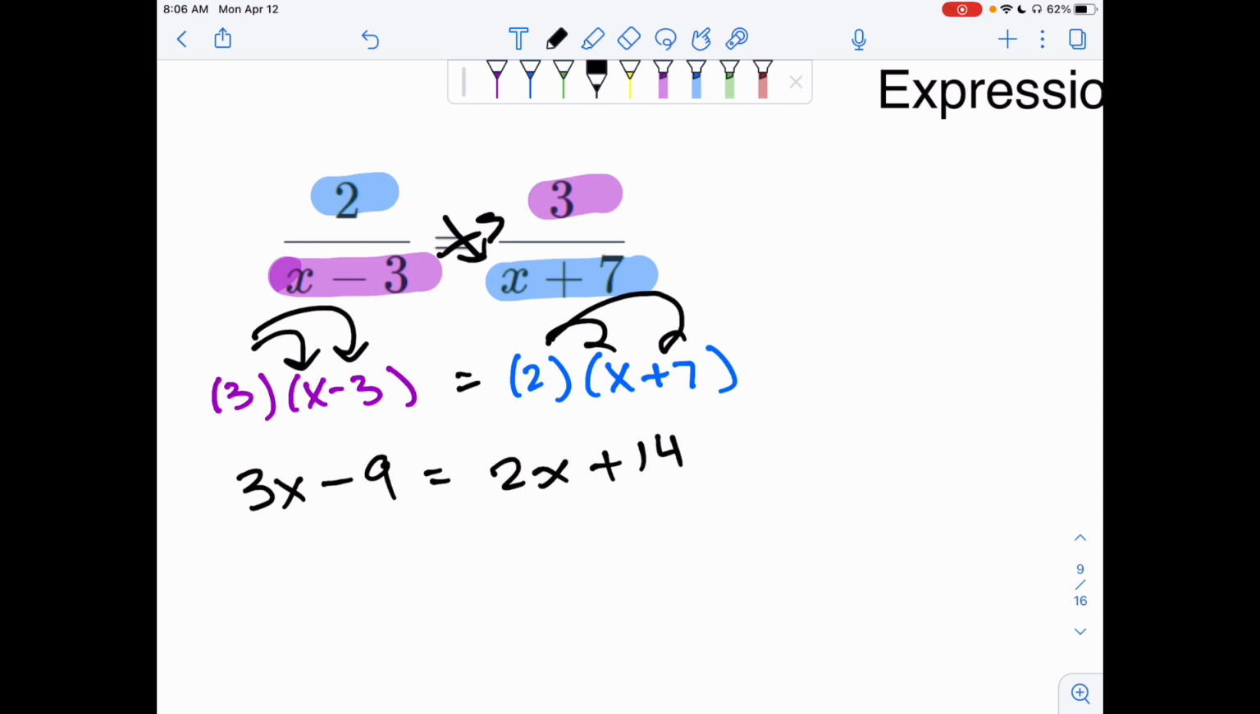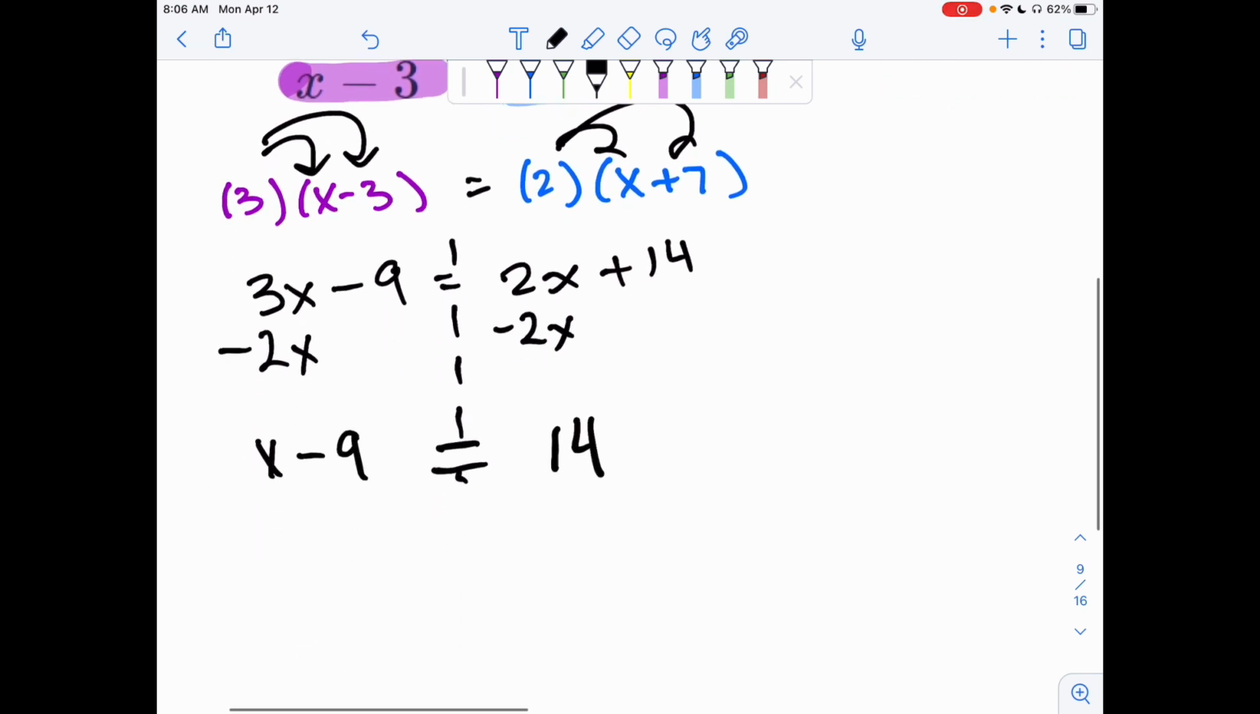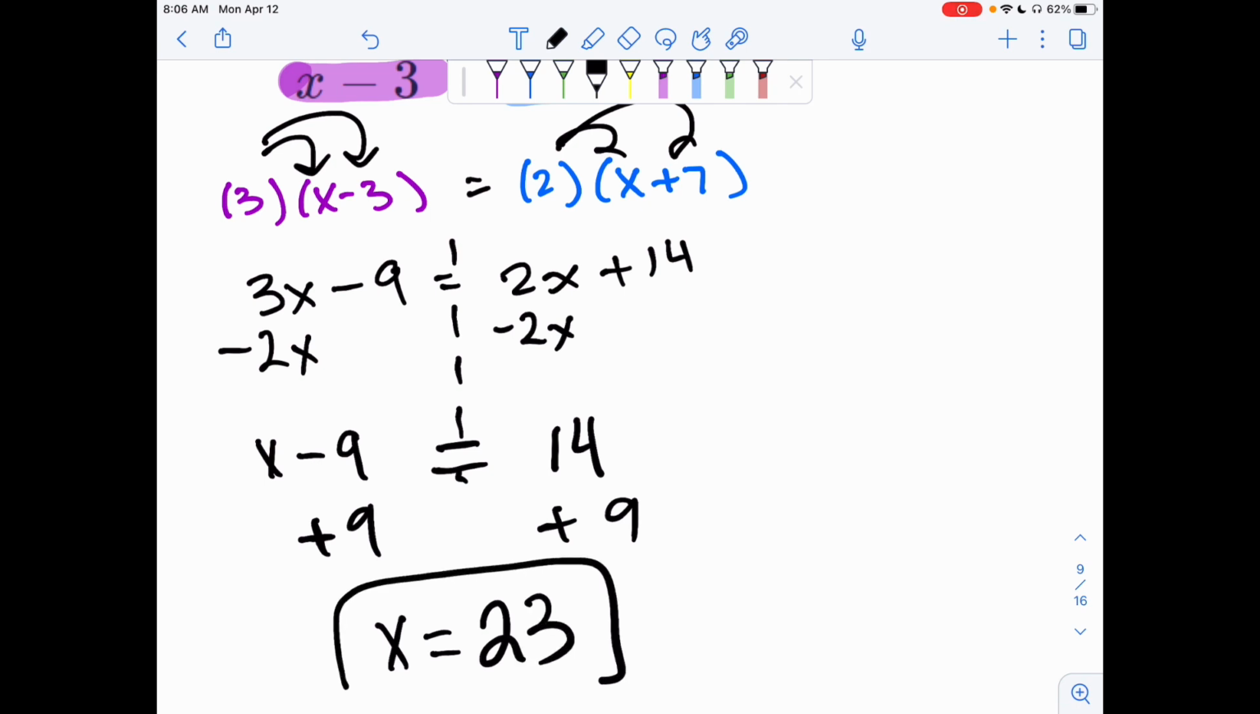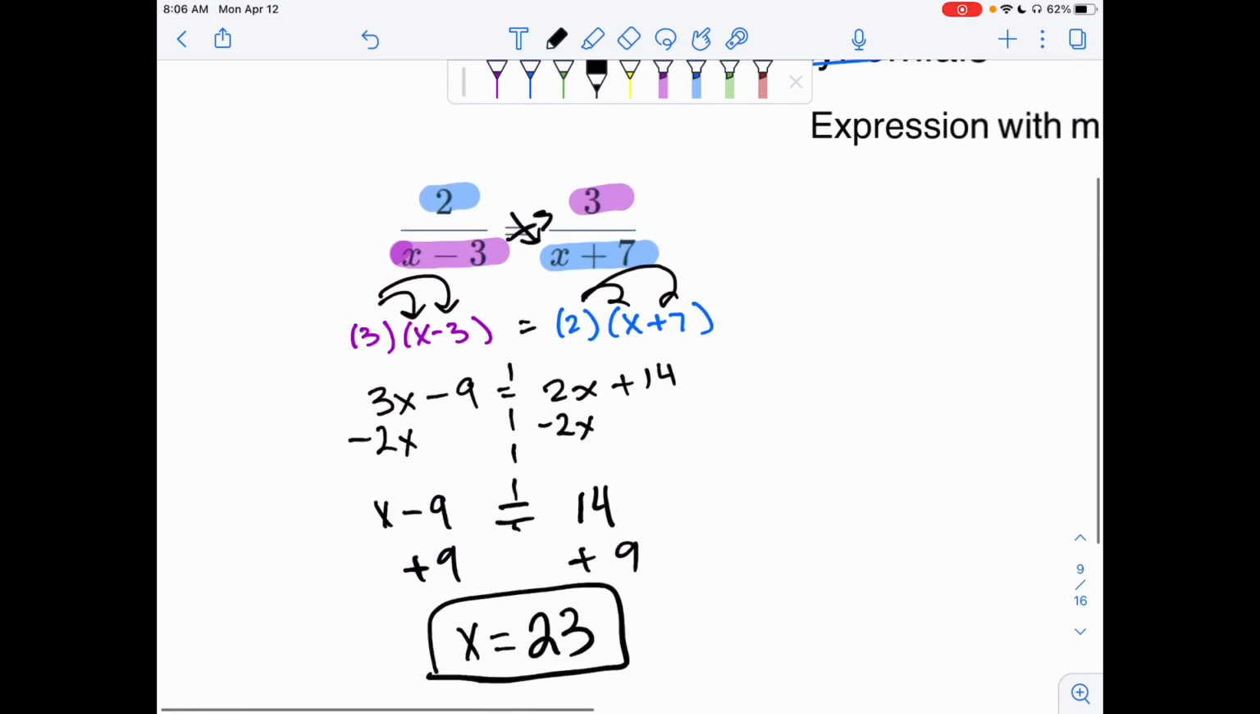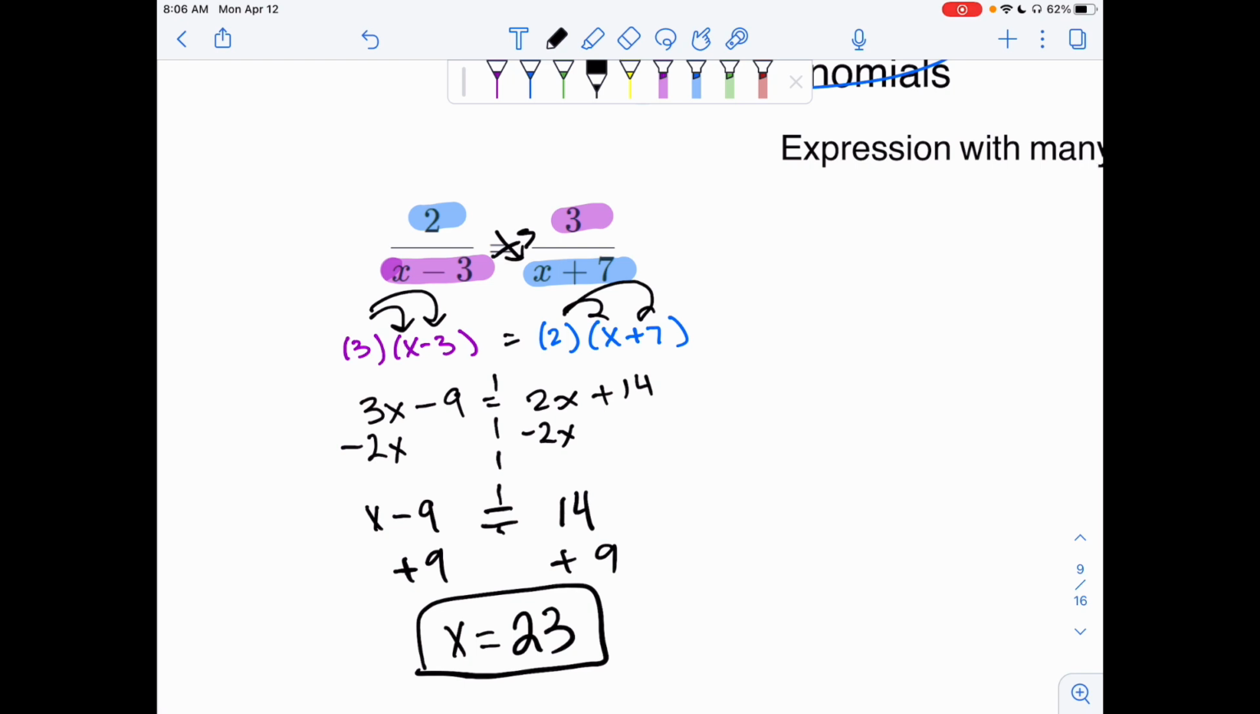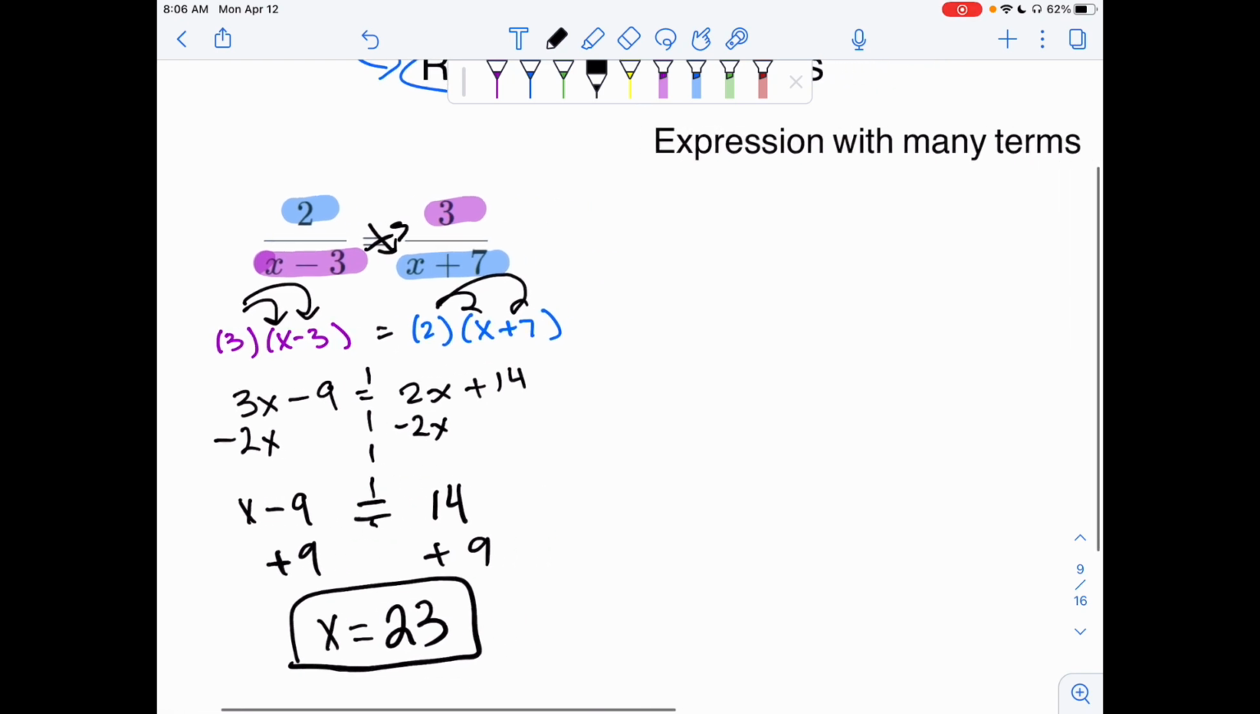And now we need all our variable terms on one side and all of our constants on the other. So I'm using my opposite operations. And we see our answer is x equals 23. All we had to do was cross multiply, distribute, and use our opposite operations.